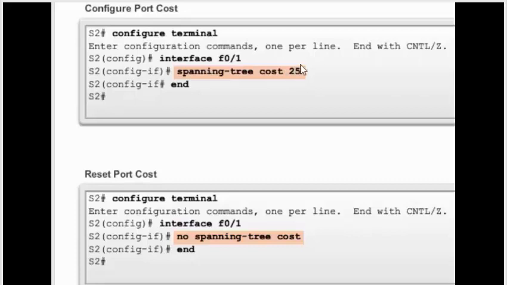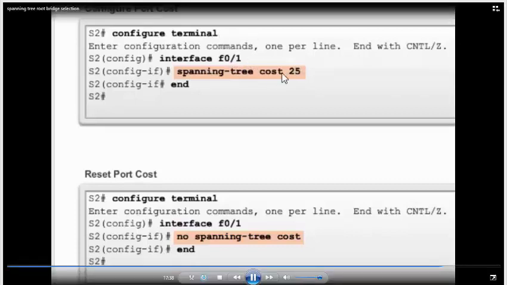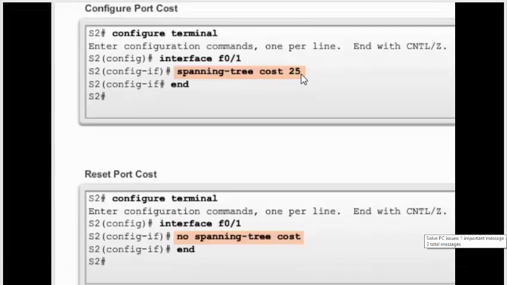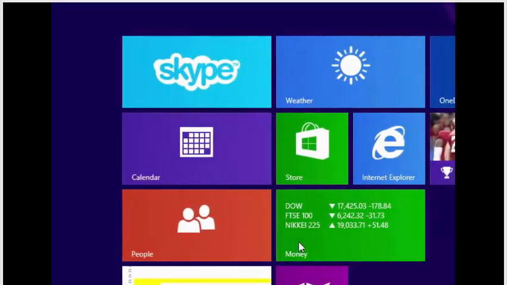In this example, switch port FastEthernet 0/1 has been configured with a port cost of 25 using the spanning-tree cost command, and it is on the FastEthernet 0 interface. Now if you want to restore the default value, which is 19, you simply need to enter no spanning-tree cost. This will restore the default port cost of 19.